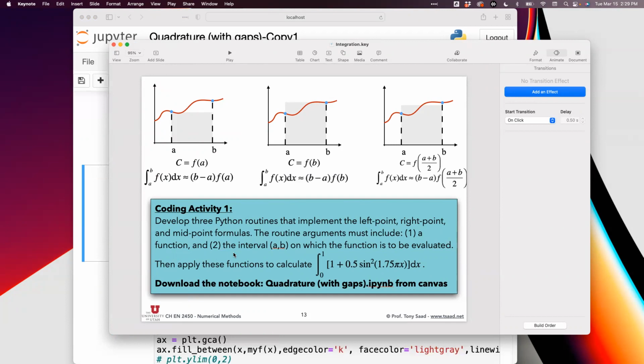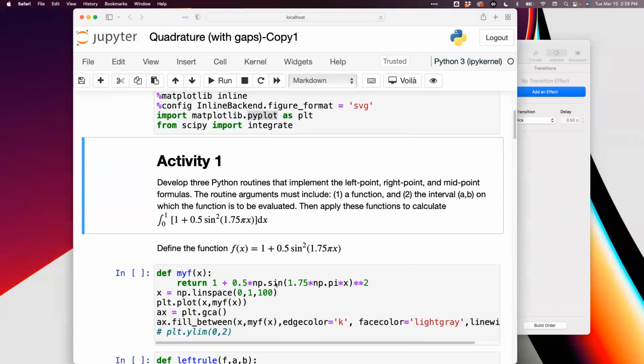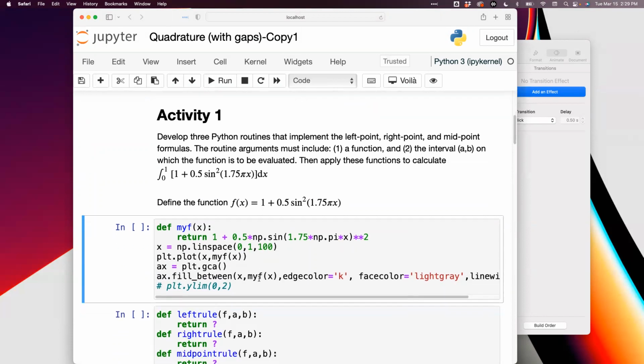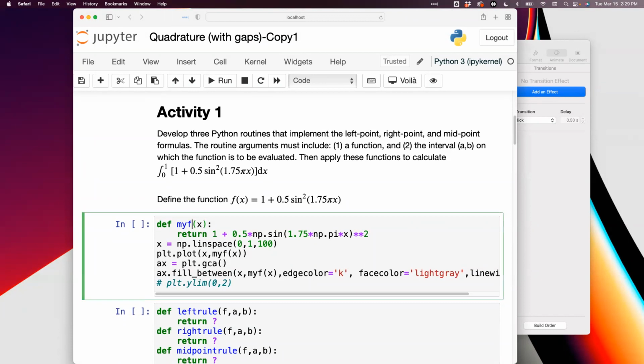So first create those routines, 3 of them, call them left point rule, right point rule, midpoint rule, whatever. And then use those routines to evaluate the integral from 0 to 1 of 1 plus 0.5 sin squared 1.75 pi x. I have some things ready for you here. First, we define the function. I call it my f, and it takes a single value and returns a single value, which is 1 plus 0.5 sine 1.75 pi x squared.